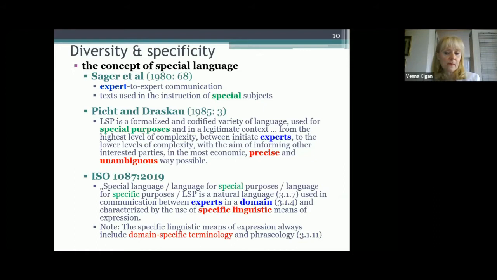Picht and Draskau suggested a more comprehensive definition, pointing to the specialist nature of information and the exact, clear, and explicit nature of that information. The most recent definition is also given in the international standard ISO 1087, published in 2019. All three definitions contain three common terms used for defining the concept of special language. They are expert communication, specific linguistic model, and specific context or domain.